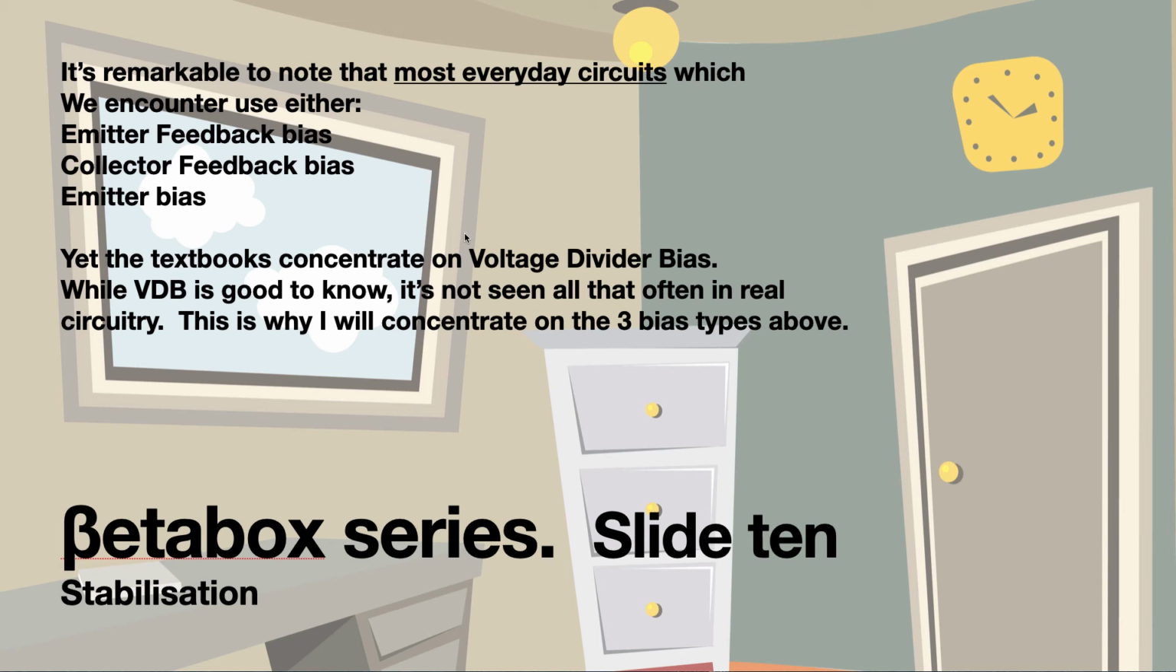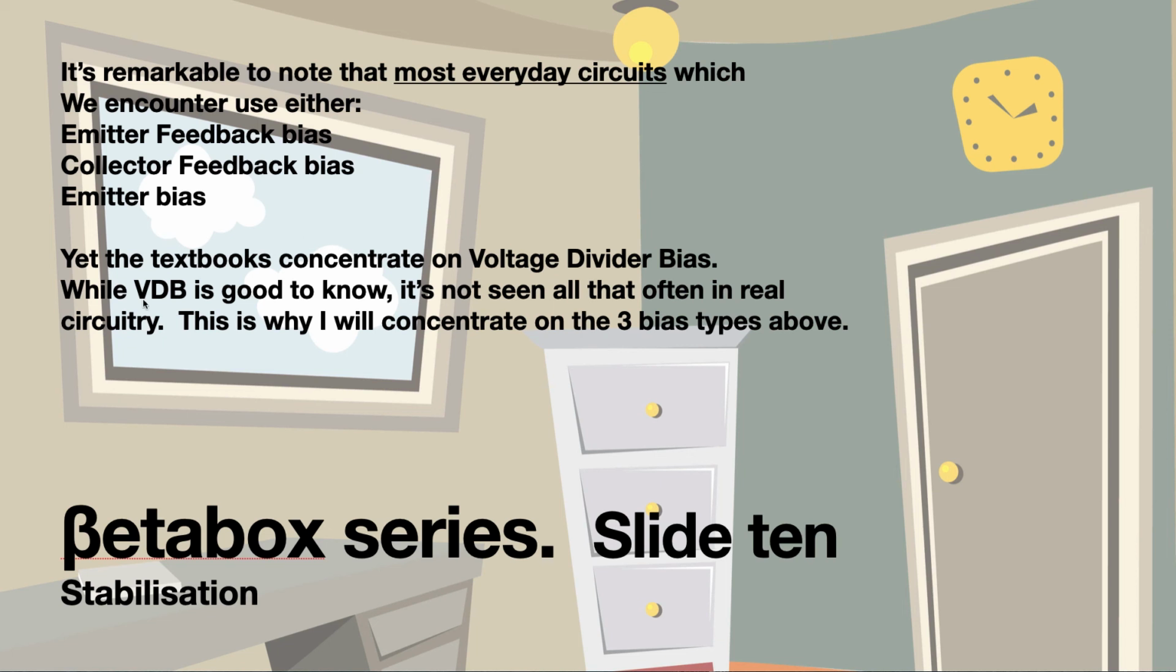It's remarkable to note that most everyday circuits which we encounter use either emitter feedback bias, such as the circuit we've just been looking at, or collector feedback bias, or emitter bias, which is the most stable bias you can have. Yet the textbooks concentrate on voltage divider bias, VDB. While VDB is good to know, it's not seen all that often in real circuitry. This is why I will concentrate on the three bias types above.